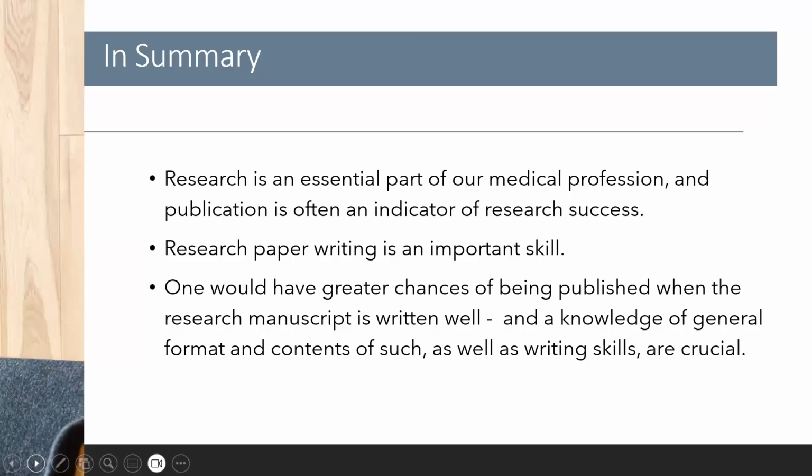In summary, research is an essential part of our medical profession, and publication is often an indicator of research success. So research paper writing is an important skill, and one would have greater chances of being published when the research manuscript is written well, and the knowledge of general format and contents of such, as well as writing skills, are crucial.